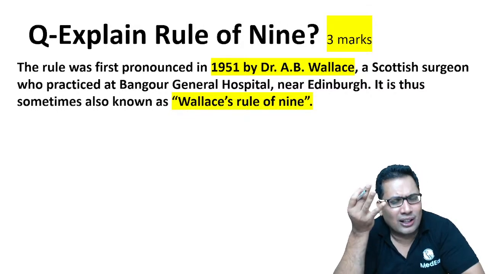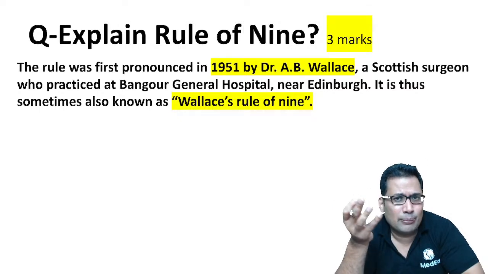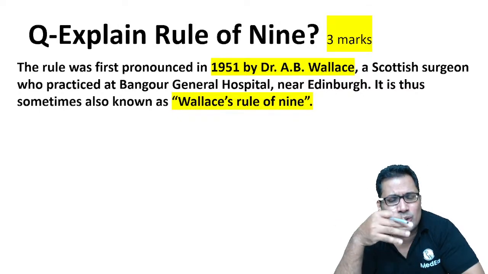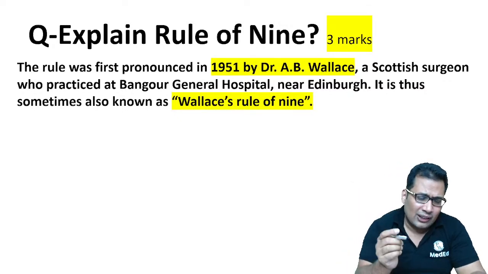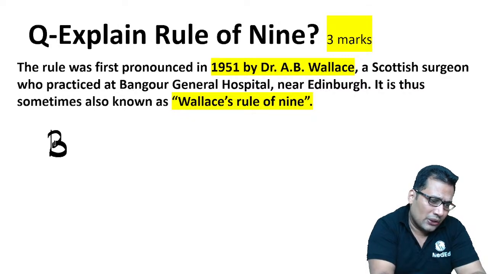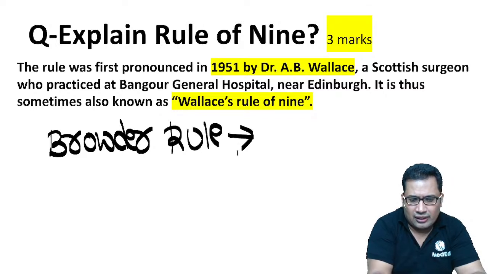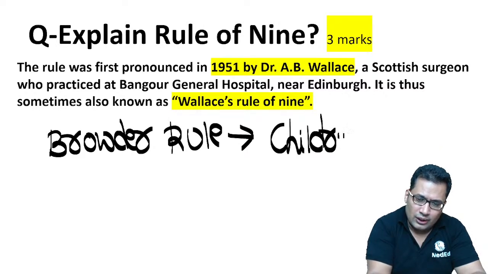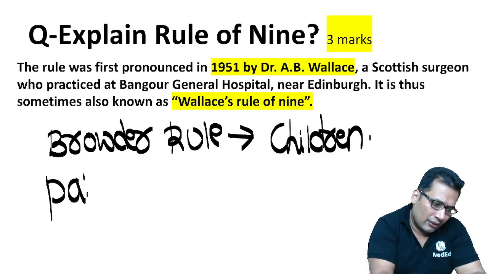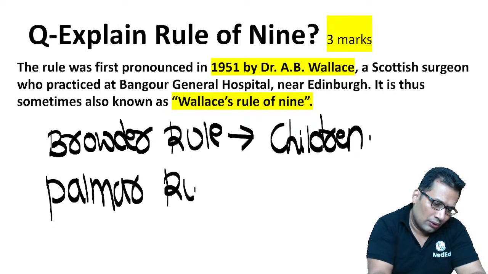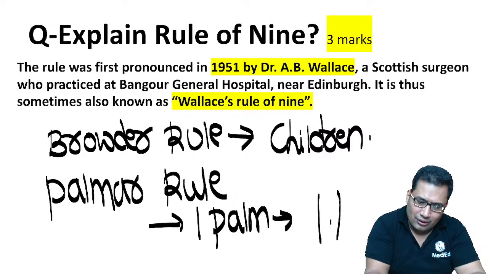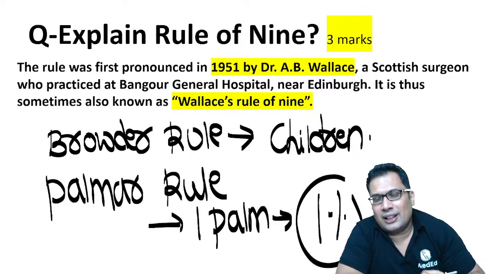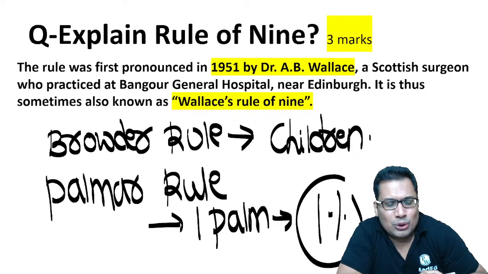There are other rules also. In surgery, you will get a minimum of 5 or 6 types of rules. This is the commonest one and very simple to calculate the surface area of burn injuries. Other rules are there. Browder rule is used in case of children. Palmer rule: 1 palm is equal to 1%. It's a very simple method, and in case of scattered burn we use Palmer rule.